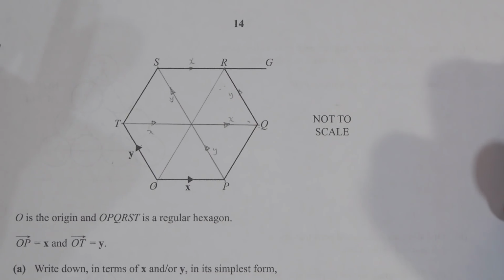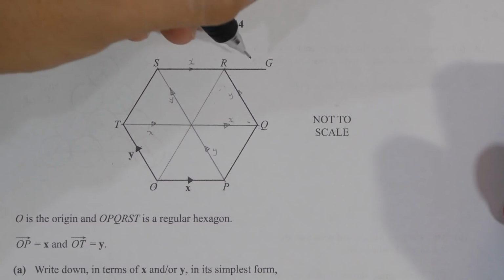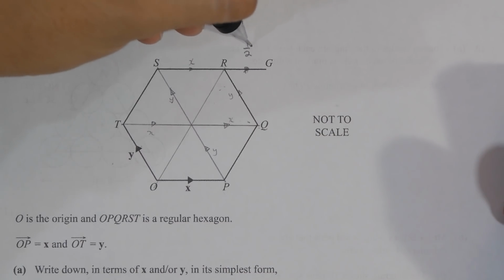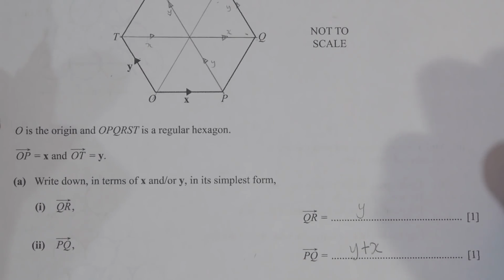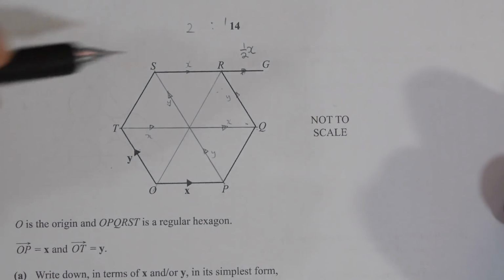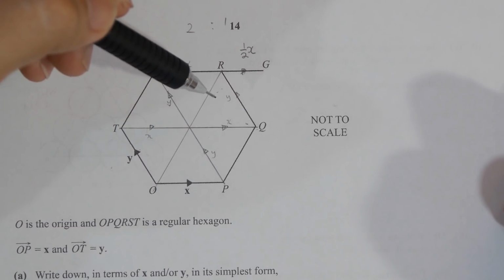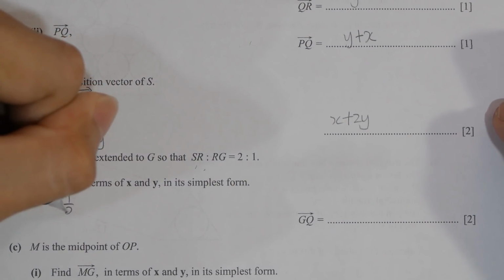For the next part, it was given that SR and RG. Immediately you identify that RG is actually half of x, and they want you to find GQ. So GR is actually negative half x, then RQ is negative y. Then you take out the negative from both of them, and you get negative bracket 1 over 2 x plus y bracket.